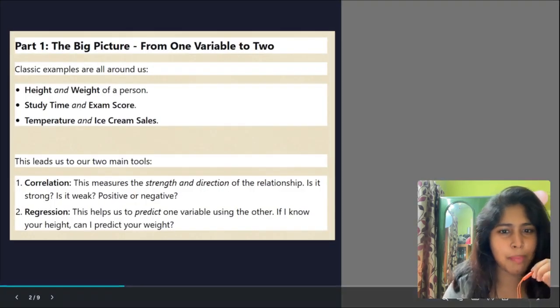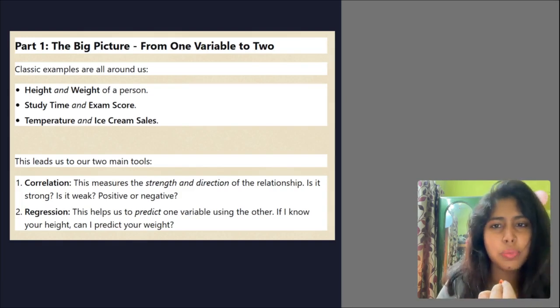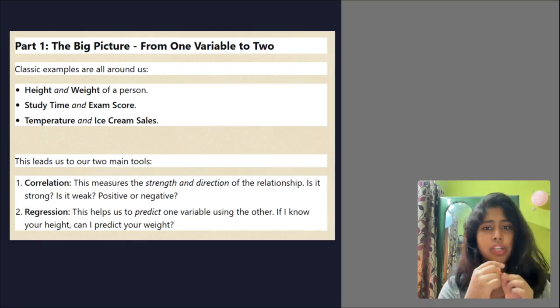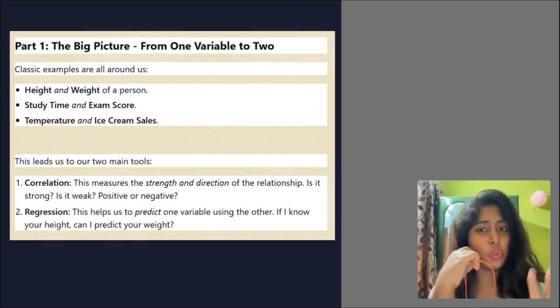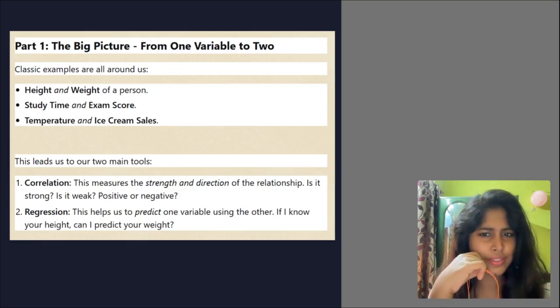All right. Part 1. The big picture. It's all about relationships. Let's start with the fundamental shift in thinking. Most introductory statistics deals with univariate data. All right? One measurement per item, like the height of each student in a class. But statistics gets really powerful when we look at bivariate data. This is where we have two measurements for each item, allowing us to ask, are these two related?